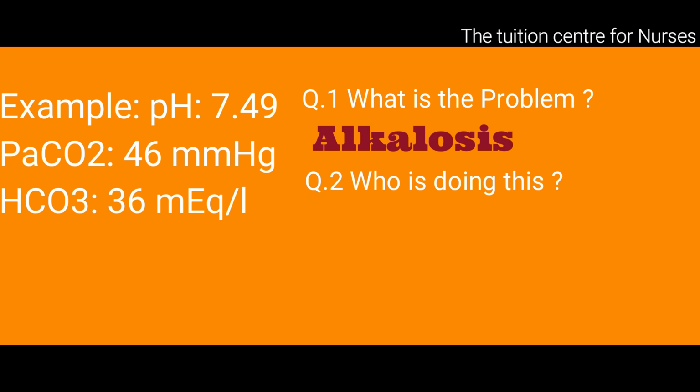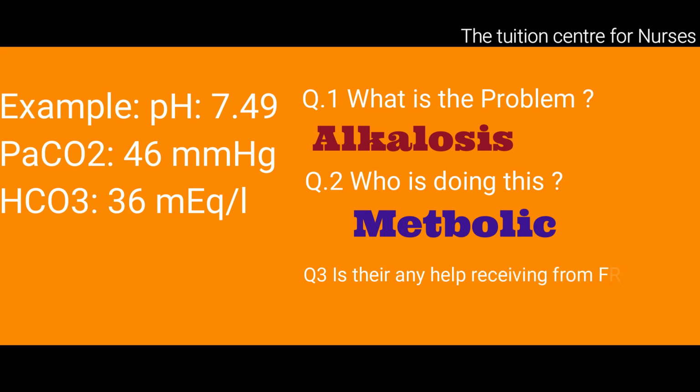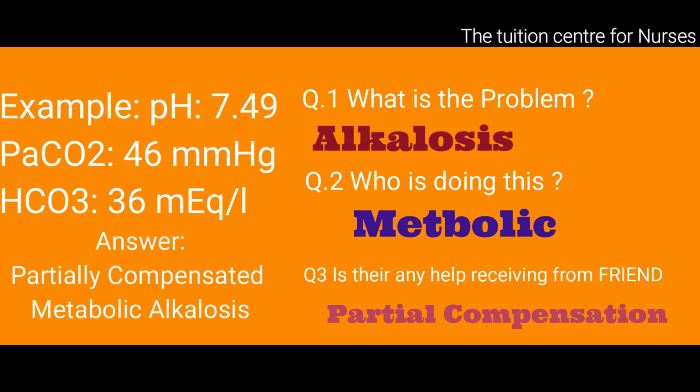The PaCO2 value is 46, which is acidic, but the pH is basic, so we know that the lungs are not doing this, and therefore it is not a respiratory problem. So the HCO3 value is 36, which is higher than normal, so the kidneys are the ones behind this. So we can term it as a case of metabolic alkalosis. Our next question is, is there any help received from the friend? In this case, the friend will be the lungs. The PaCO2 value is 46, which is slightly higher than normal. So the lungs have noticed that the kidneys are in trouble, but the pH is still abnormal. So this is partially compensated. So your answer should be partially compensated metabolic alkalosis.